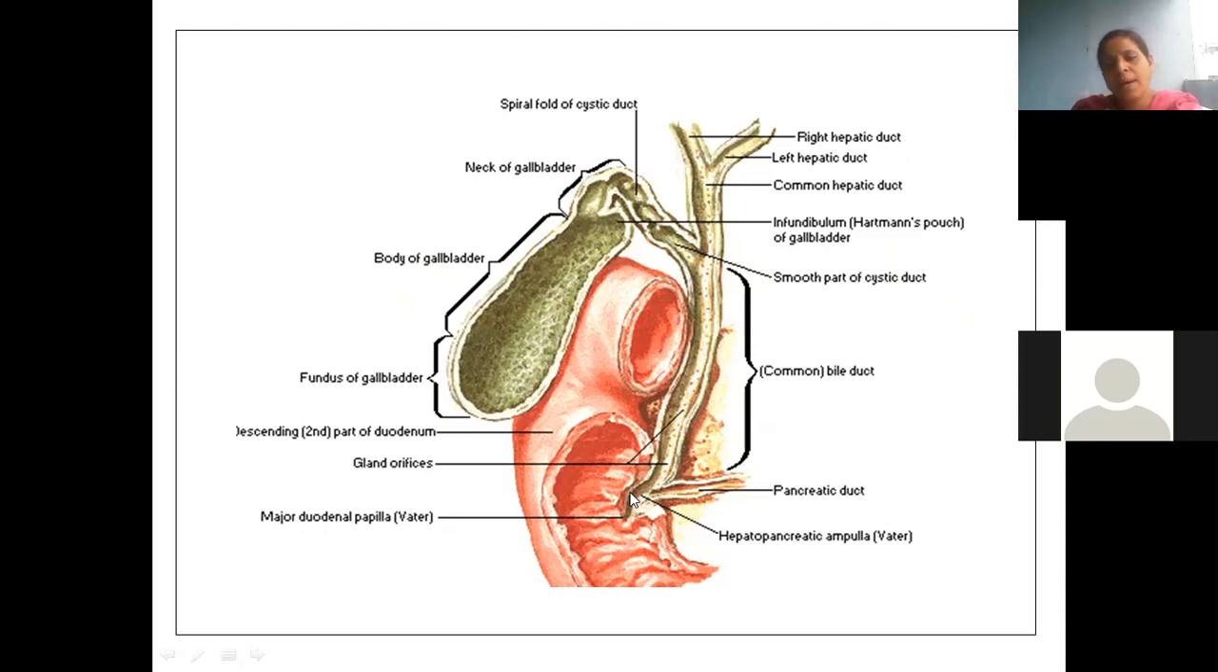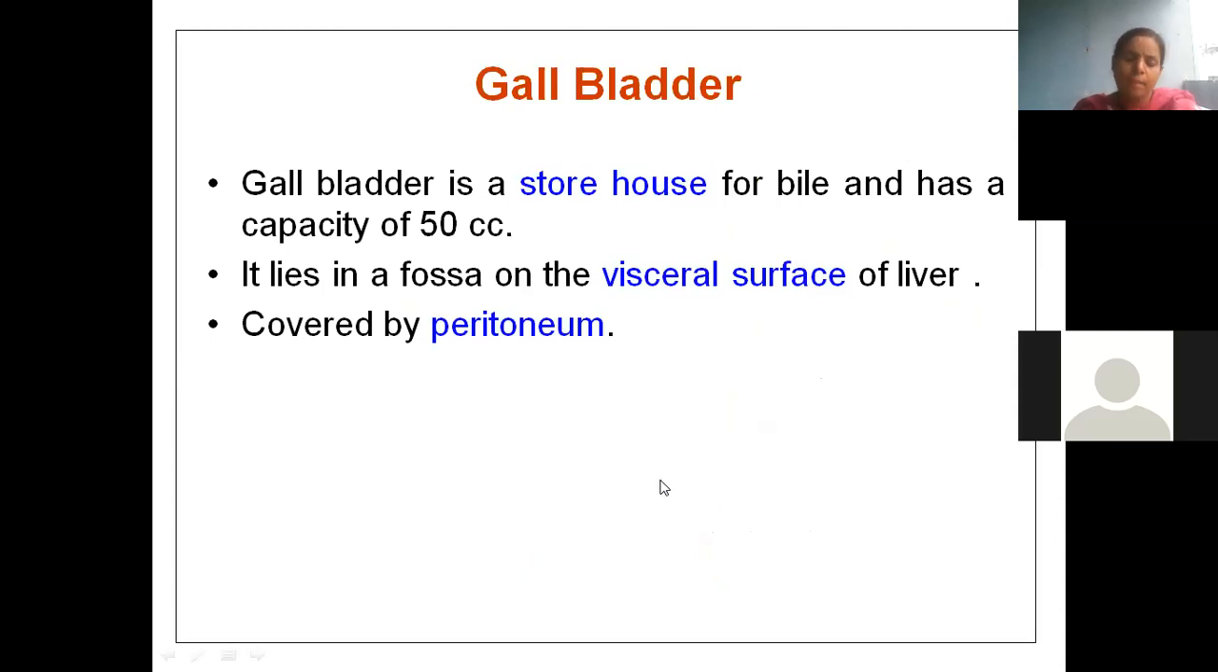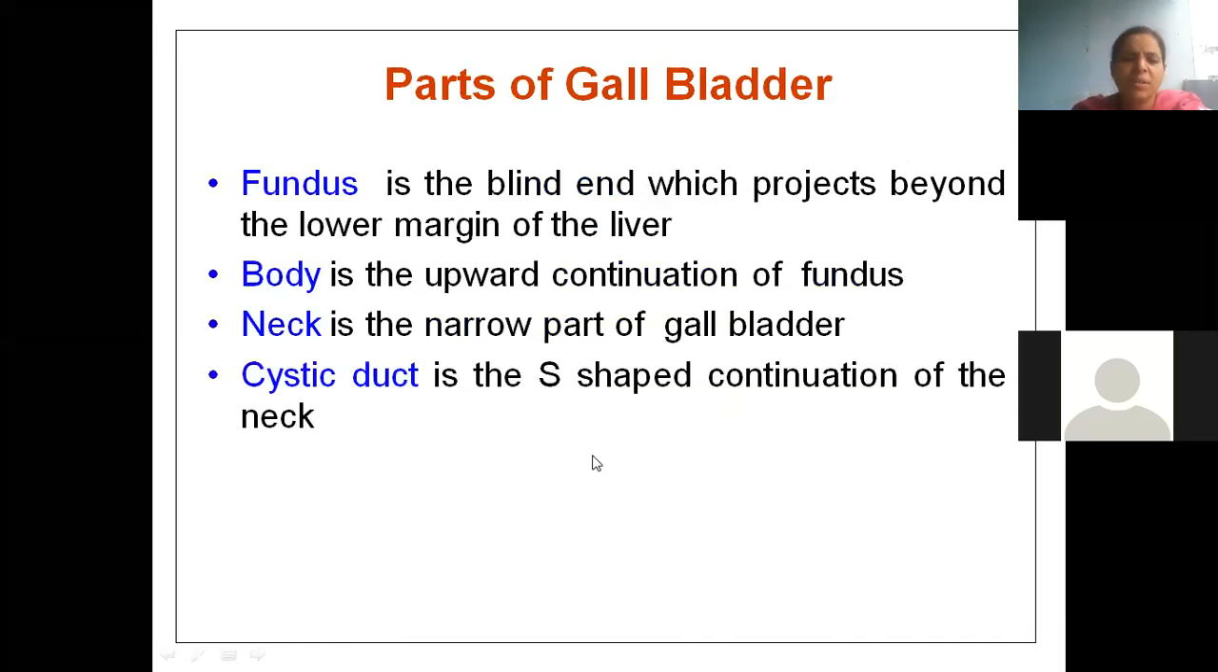We know the common bile duct joins with the pancreatic duct to form the hepatopancreatic ampulla of Vater. The gallbladder is the storehouse for bile, and it has a capacity of around 50 ml. It lies in the fossa on the visceral surface of the liver, that is the inferior surface of the liver, and the gallbladder is covered with peritoneum.